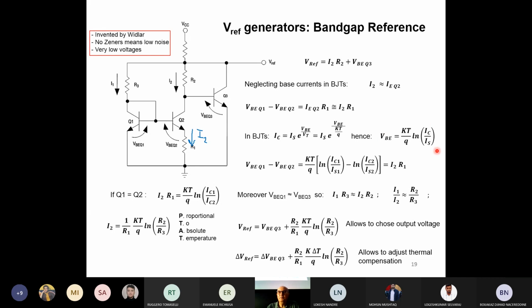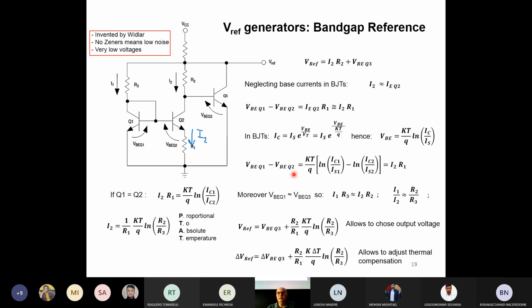I can write this expression for both transistors. So VBE of Q1 minus VBE of Q2, and I get KT over Q times the natural logarithm of IC1 over IS1 minus the logarithm of IC2 over IS2.